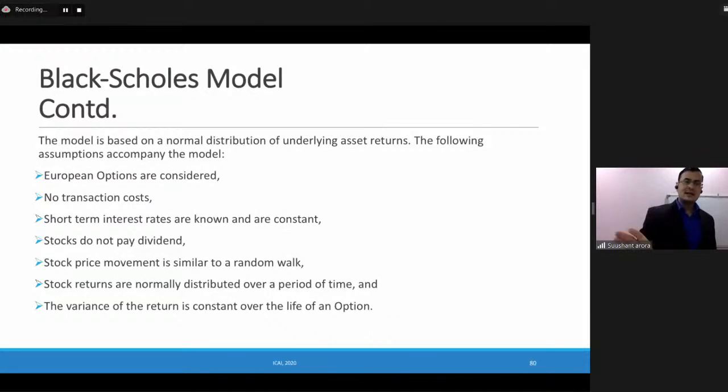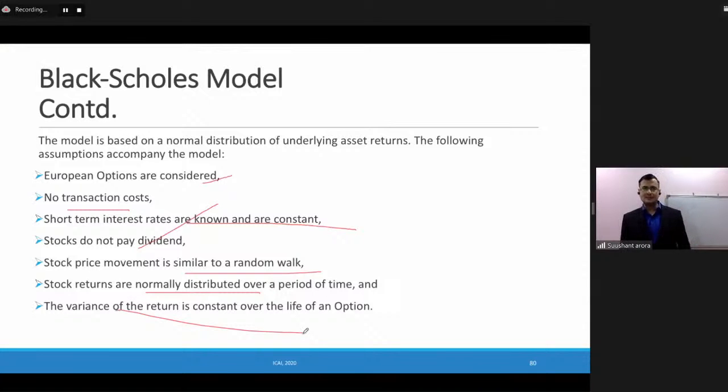Okay. There are certain assumptions which need to be seen. In the exam, I must tell you, there was a theoretical question as well, not recently, a little in the past, asking what are the assumptions which are used. So you can learn this as well. European option means it can be exercised only at the end of the expiry. No transaction cost. Short-term interest rates are known and constant. Stocks do not pay any dividend, so there is no additional benefit from the stock. Stock price movement is similar to a random walk, like a drunken person. The returns are normally distributed and variance is constant over the life of the option. So there are certain assumptions that need to be followed.